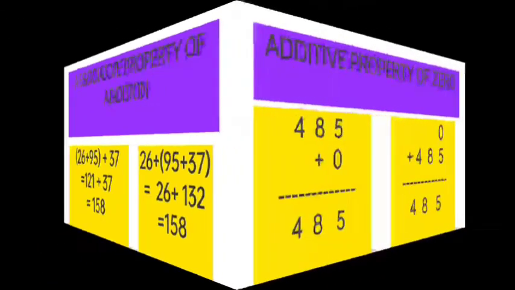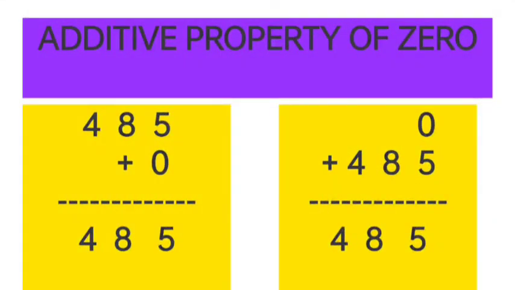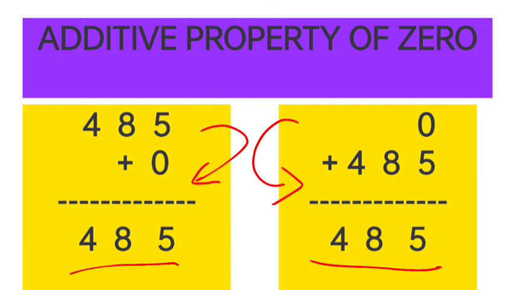Now let's understand the additive property of 0. When we add 0 to a number, or a number to 0, the sum is the number itself. So this is called the additive property of 0.